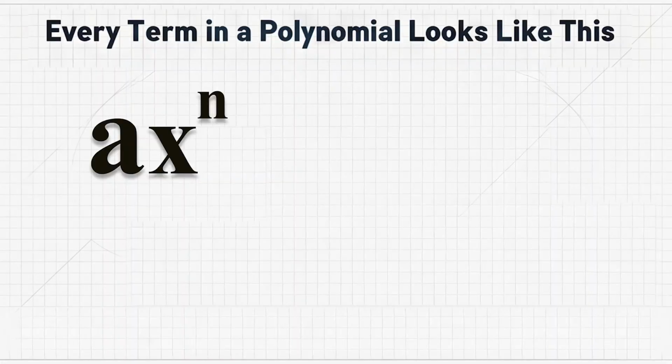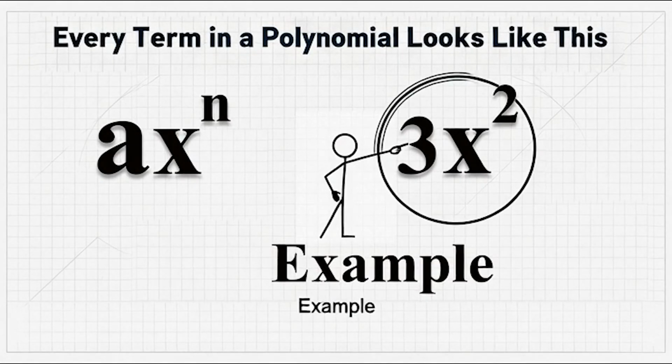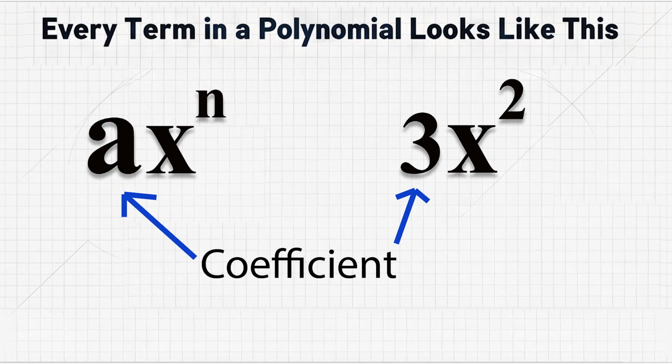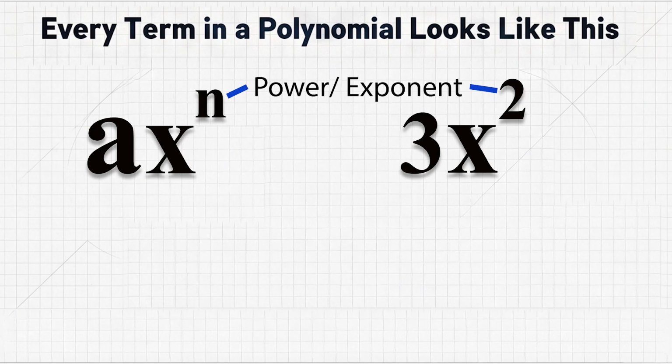A polynomial is built using one or a group of algebraic terms in the form of ax to the power of n, like what you see here. For example, something like 3x to the power of 2. The number in front is called a coefficient. The x is the variable, and we have the power, or the exponent.